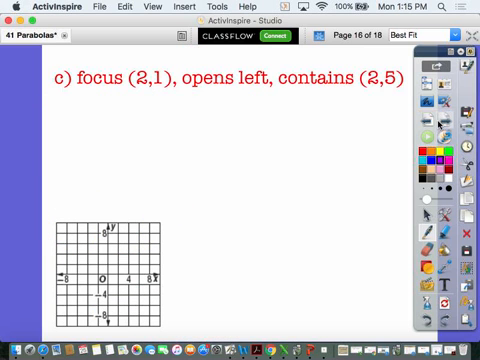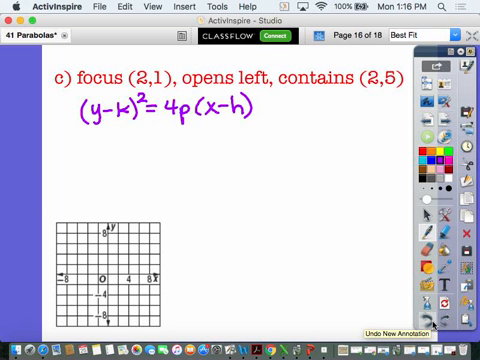Okay. Last one that we're going to do for this half of the video. This one, we have a focus at 2, 1. It opens left, so that already gives us something, and contains the point 2, 5. So if it opens left, does that mean my x's are squared or my y's are squared? Your y. So I already know the general form. And p is going to be negative because it opens left. We do need to keep that in mind. The x is not squared.